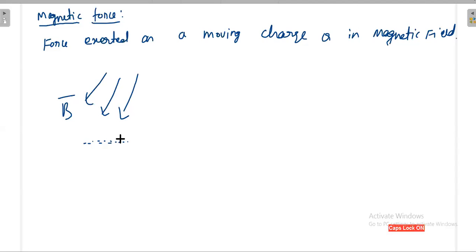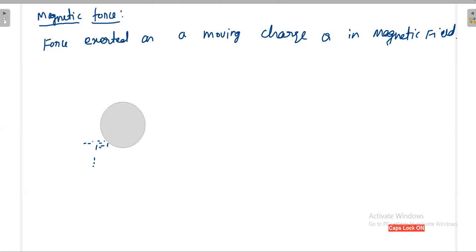Whether the charge will go in this direction or that direction or in some other direction, in a spiral direction, it may go in any direction. Or otherwise it may go in the plane perpendicular to the direction of the charge and the direction of the magnetic field. So force means what? Already some magnetic field will be there, and your charge is moving in some way. Then what is the magnetic force?